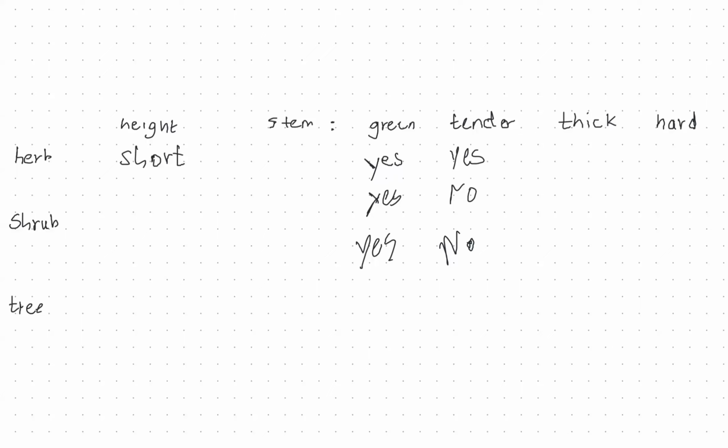Yes or no? Ma'am, why are you guys thinking this much? I told you clearly in the definition that only for the herbs, the stems are tender because they are used for cooking purposes and all. So only tender for the herbs. For the remaining two, it is no. Please write yes under tender for herbs and no for shrubs and trees.